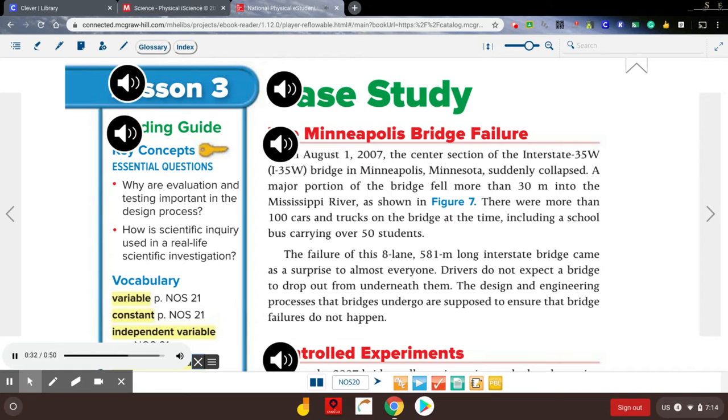The failure of this 8-lane, 581-meter-long interstate bridge came as a surprise to almost everyone. Drivers do not expect a bridge to drop out from underneath them. The design and engineering processes that bridges undergo are supposed to ensure that bridge failures do not happen.